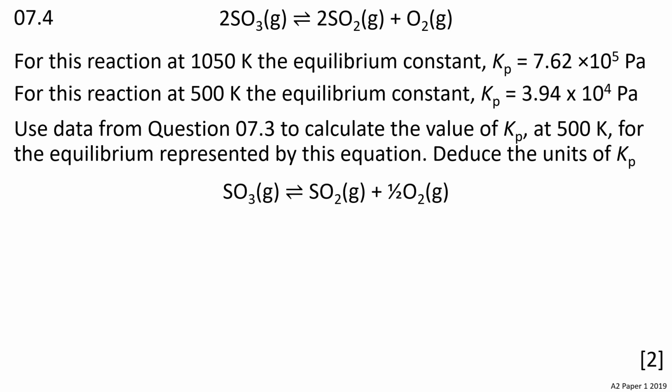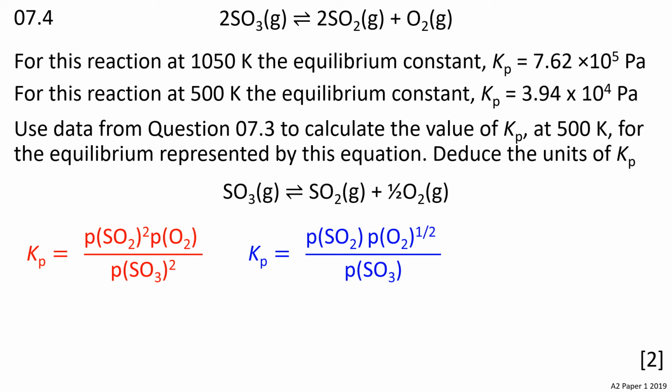Okay, so the final part of this question gives us a slightly different version of that equilibrium expression. The previous stoichiometric coefficient gave us those squared terms, but if we look at the equilibrium given to us in this question, we've divided through by a factor of 2. So the Kp expression now becomes the partial pressure of SO2, multiplied by the partial pressure of oxygen raised to the power of a half, all divided by the partial pressure of SO3. Raising something to the power of a half is taking the square root of that term.